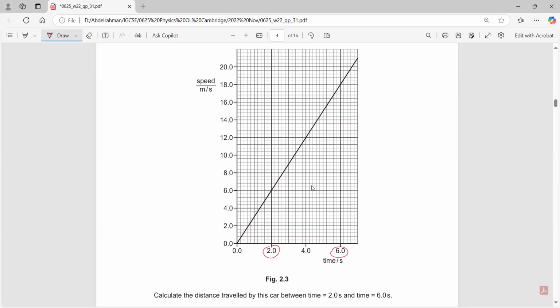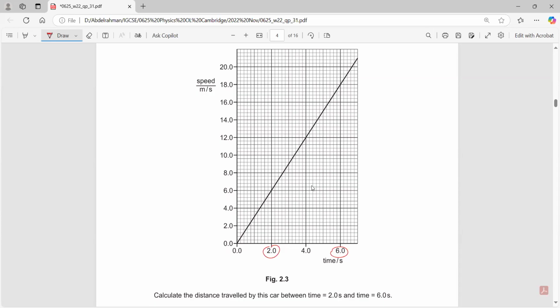Can I draw the speed time graph? He wants the distance. This means that I should calculate. Should I say distance equals speed times time? Definitely not. You should find the area under the graph.